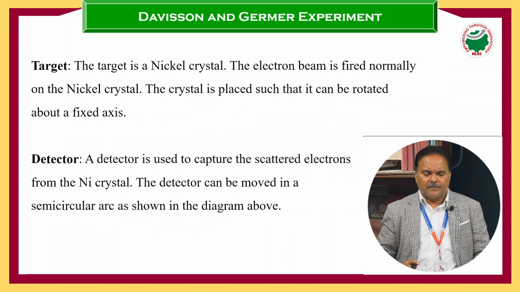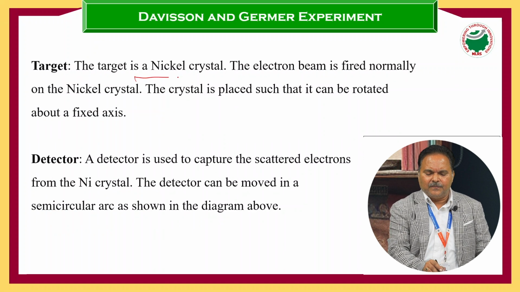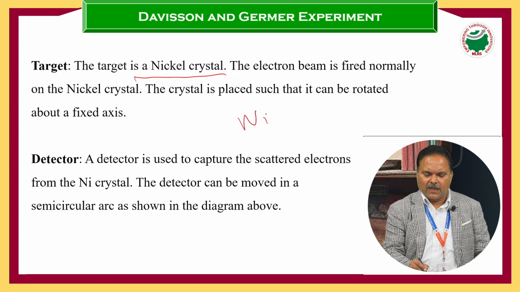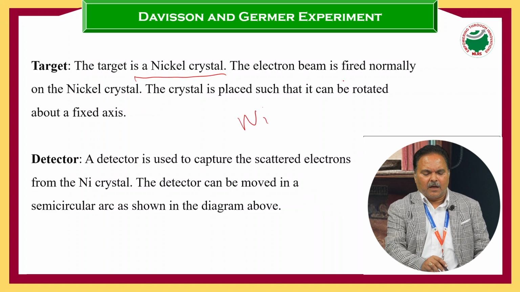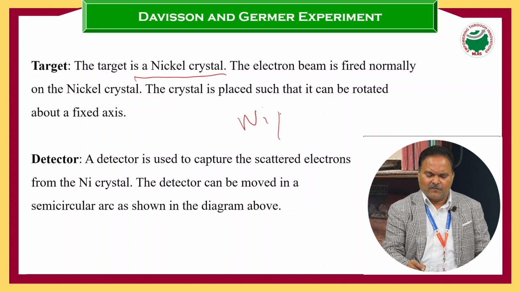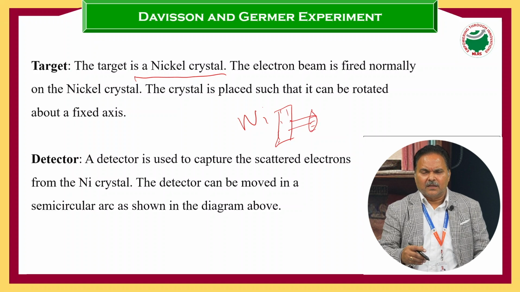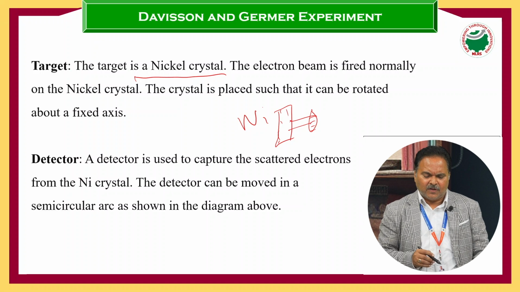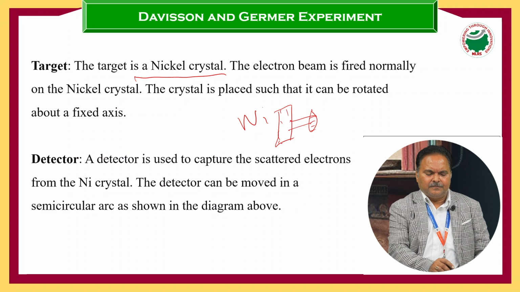The second part is the target. The target is only a pure nickel crystal, that is Ni. The electron beam is fired normally on the nickel crystal. The crystal is placed such that it can be rotated about its axis. There is a crystalline axis of the plane, so it will be rotated. There will be an arrangement to rotate the crystal in the experiment, because we need to find where the maximum intensity will come. So that is the target.